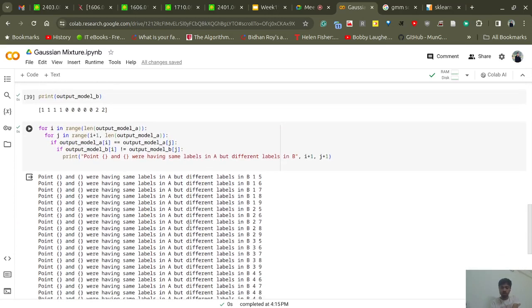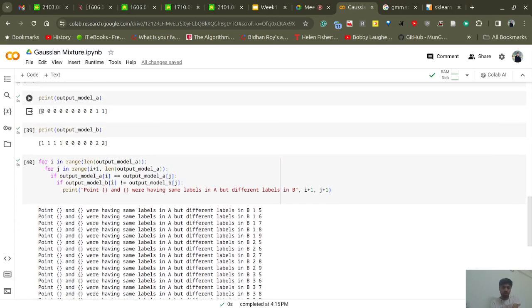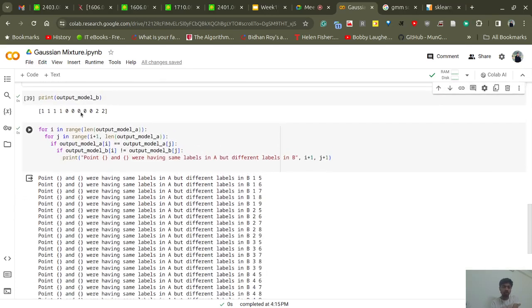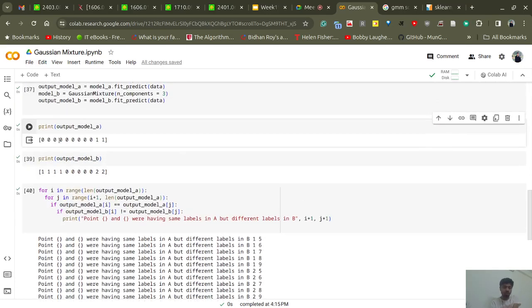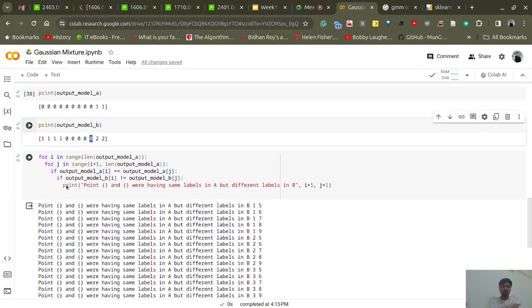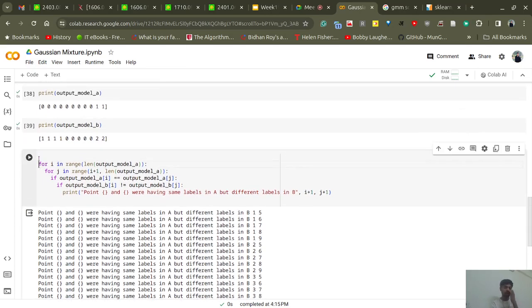Okay, so 1 and 5, first point and fifth point, yeah, so they were same in model A, but they are different in model B. Okay, 4 comma 9, so fourth is this one and ninth is this one, so they are also having similar levels earlier, but now they are having different levels, right? So this is also another. So if you want to count how many of them are there, so you can also do that.